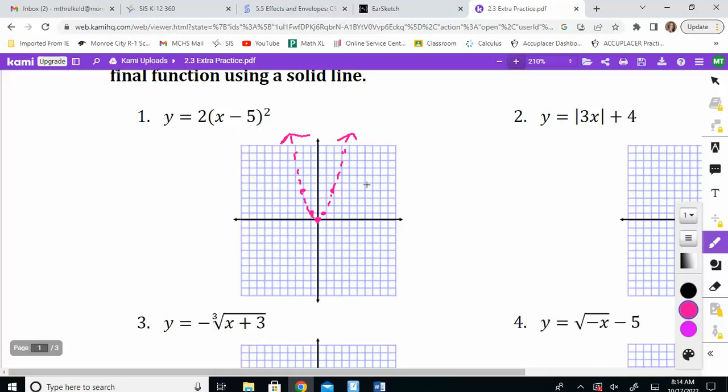Okay. Now, let's figure out what the transformations will be. What does the 2 do? Stretch it. Vertically. Good. And what's the -5 do? Right 5.